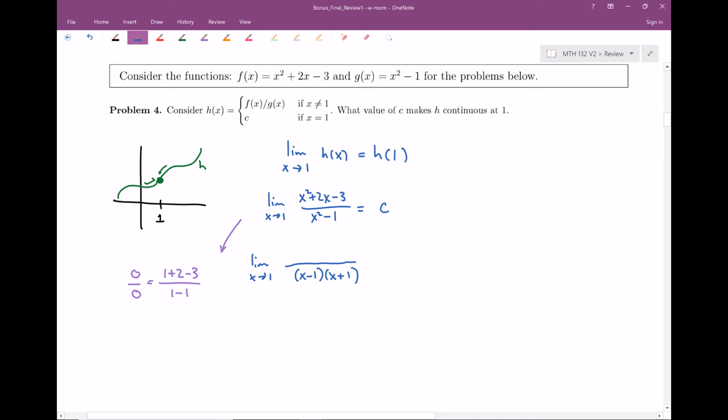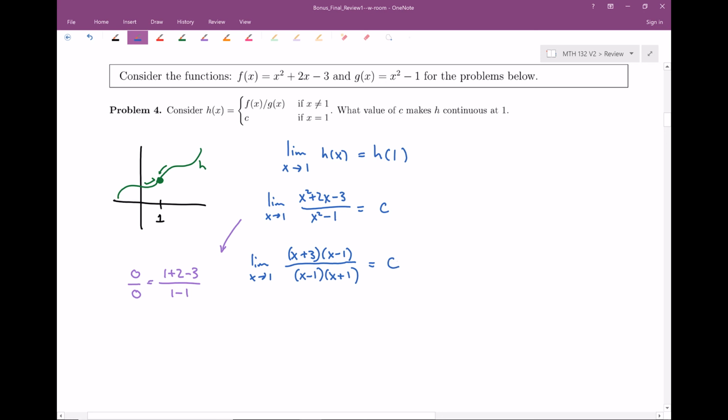Now how about the numerator? I think this also factors. Let's go ahead and try x plus 3 and x minus 1. Let's double check. If I FOIL this out, I'd have x squared, plus 3x and minus x, which makes 2x, good. And then 3 times negative 1 would be negative 3. Excellent, so this seems to be working out.